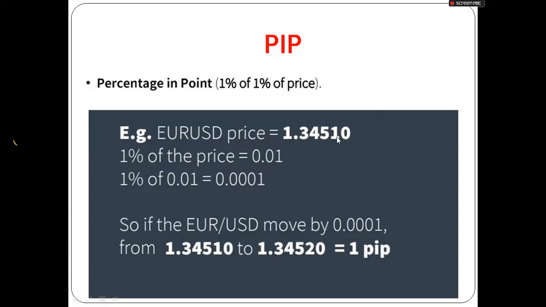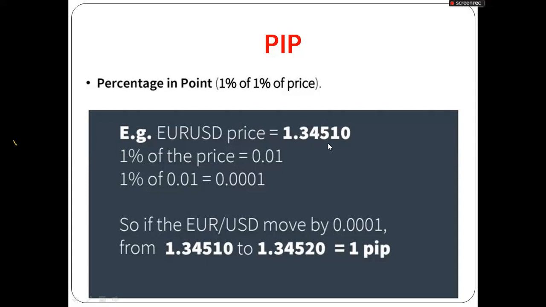We're making use of 4 decimal places now, okay, we're looking at pips. So it then moved from 1.3451 to 1.3452. It means that this thing has moved by 1 pip. It has moved by 1 pip.